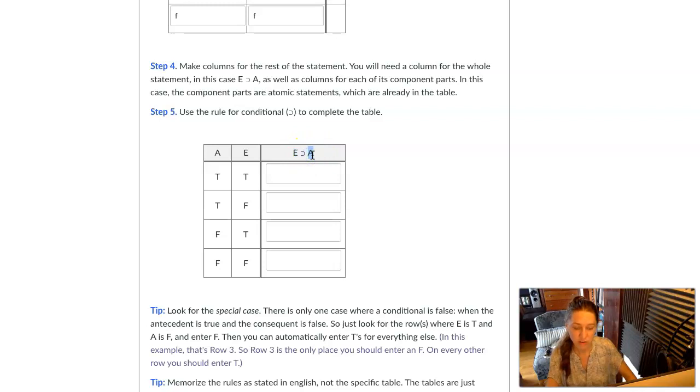So is there a row, one or more, where E is true and A is false? True, true. False, true, true, E is true, A is false. So here's a row where the antecedent is true and the consequent is false. That's the only one, so the rest we automatically can fill in with T's.